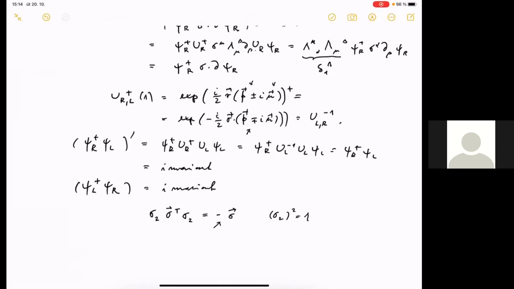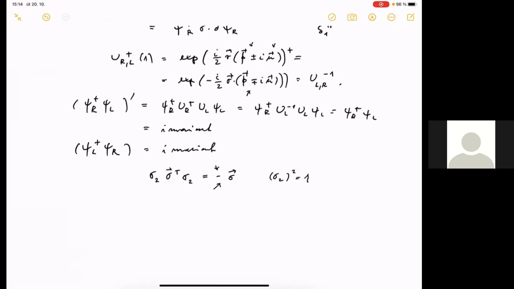So the left-hand side for sigma 2 is just sigma 2 transposed, and sigma 2 is anti-symmetric. So again, we get this minus sign here. And this is a very useful relation, since we now can try to calculate such a sandwiching of U_R,L transposed and relate it to the U_R,L.